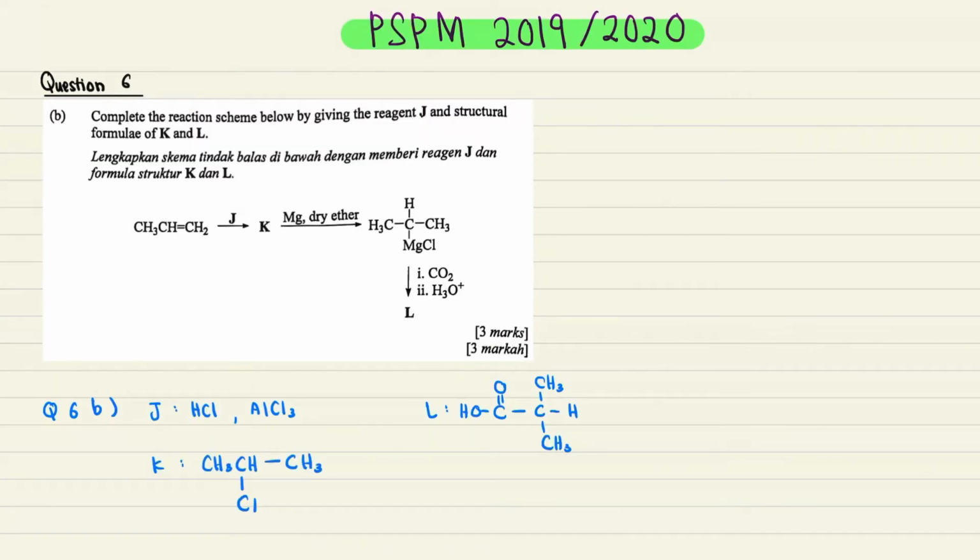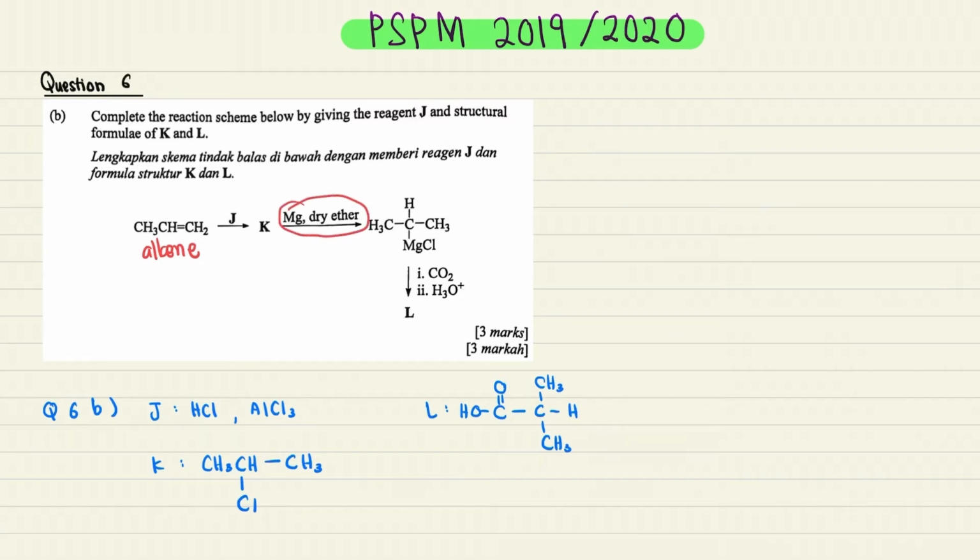Alright, so next is question number 6. Dia kata complete the reaction scheme below by giving the reagent J and structural formula for K and L. Okay, so ini structure dia. So this is alkene. Okay, so kalau kamu dapat soalan macam ni, analyse lah dulu apa benda. Okay, ini alkene. Reacted dengan J dapat K. Tapi kita tak tahu apa J apa K.